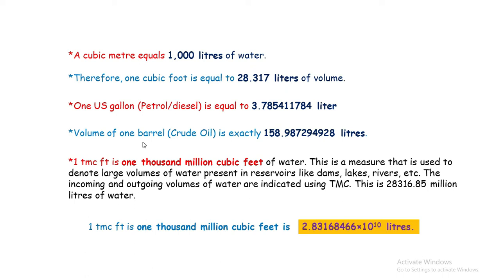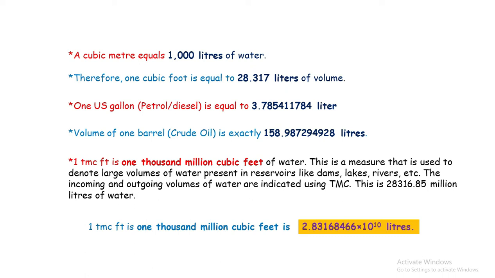Then we often hear the term in news about crude oil. We bought 1 crude oil barrel at this much amount or this many dollars, etc. So 1 barrel of crude oil is equal to 158.98, that is approximately 159 liters of crude oil.